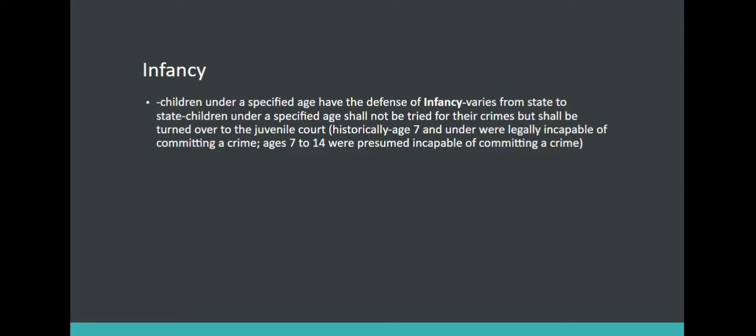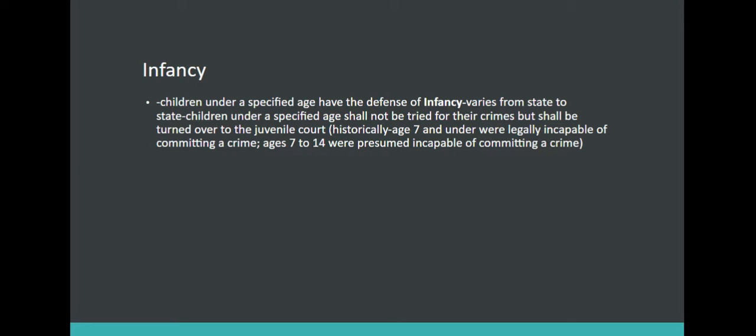Now, this varies from state to state. What that means is children under specified age shall not be tried for their crimes, but shall be turned over to the juvenile court system. Historically, age 7 and under were legally incapable of committing a crime. So if you're 7 or younger, you're legally incapable of committing a crime.